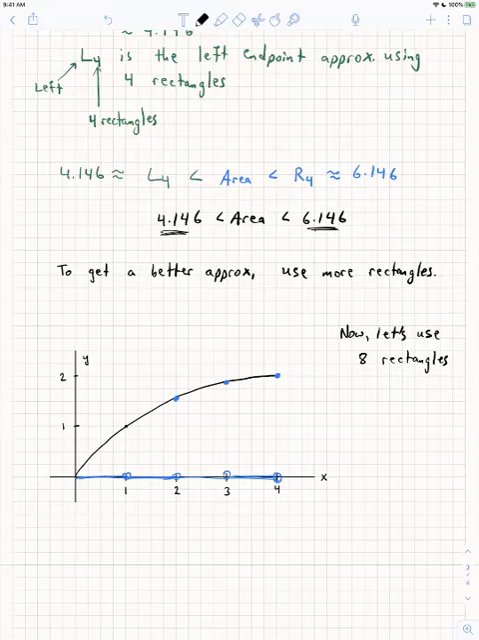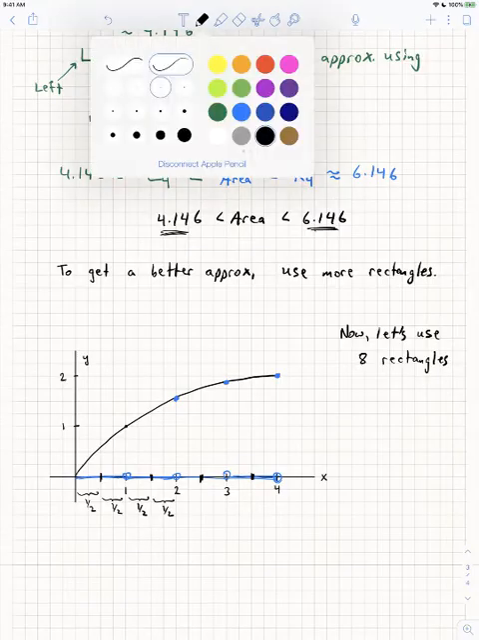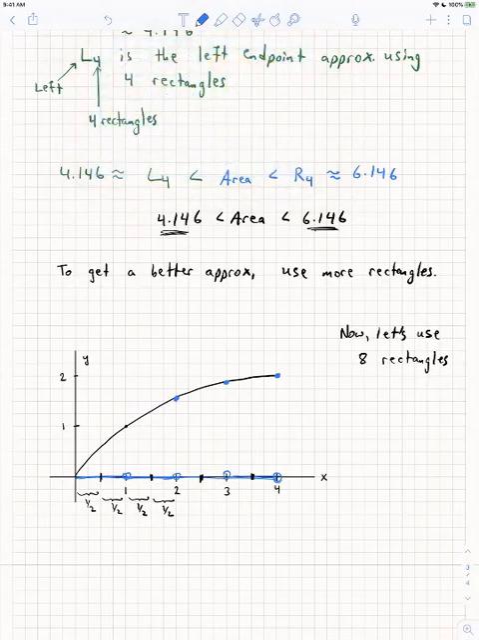So basically what I'm going to do is divide all of these intervals in half. So now all of my intervals have length 1/2. All of these have length 1/2. These are going to be the bases for our rectangles. And how am I going to determine how high the rectangles are? Well, I can use right endpoints or I can use left endpoints. Let's start with the right endpoints.